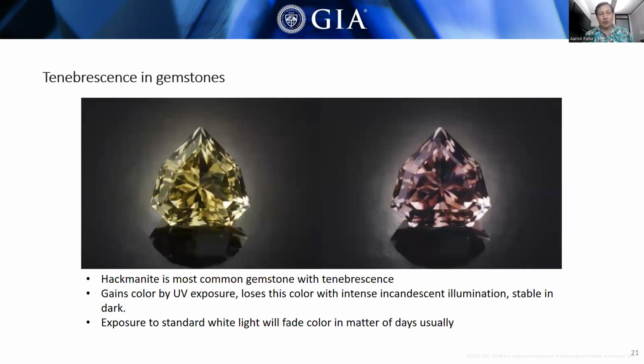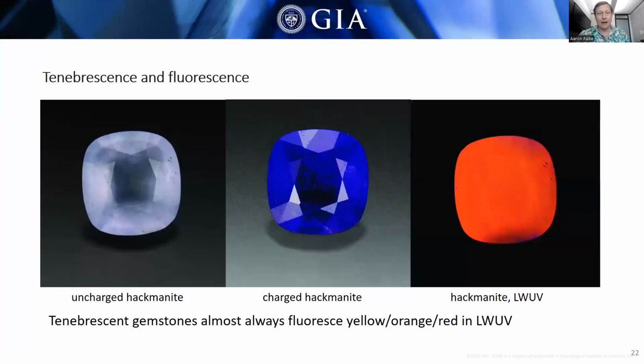But in the gemological community, we know of this phenomenon in other stones as well. The most commonly encountered variety is hackmanite. Hackmanite is a sodalite mineral. It's commonly known to have this phenomenon of tenebrescence, where if you take the stone and expose it to UV light, it will gain this intense purple coloration. On the left is the uncharged version. On the right is the version of this hackmanite after it's been exposed to an intense ultraviolet light source. Now, exposure to standard white light, same with the sapphires, will cause the color to fade away in a matter of days.